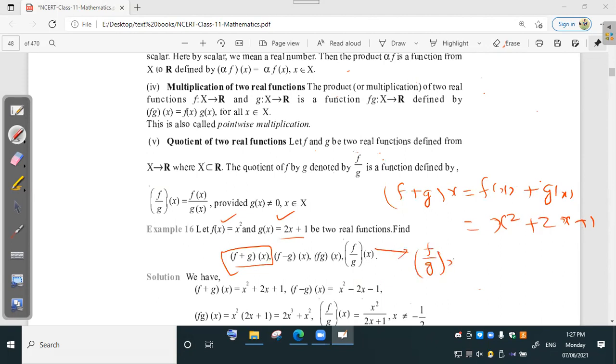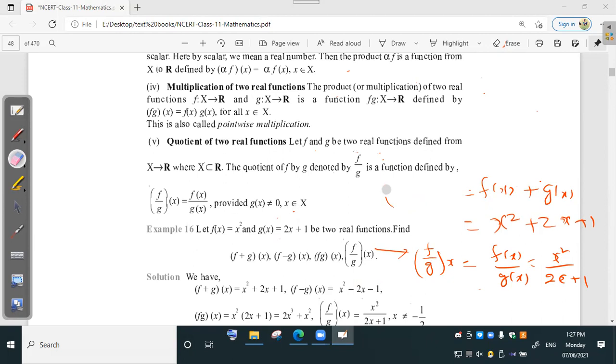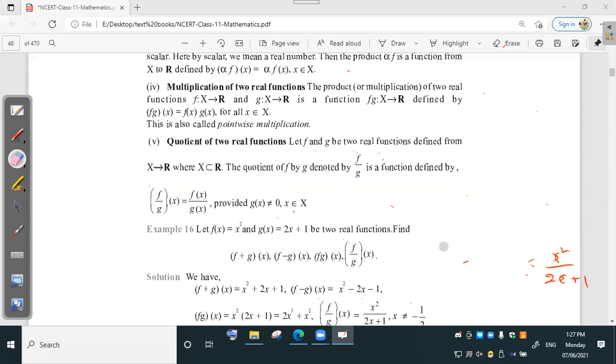f upon g can also be written as f(x) upon g(x). Just put in the values, and if it is possible to simplify, you can simplify, otherwise leave it. This is a very simple type of question where we can put in the direct values using the above properties of functions for addition, subtraction, multiplication, and division, that is, the quotient. Next, our main focus should be on finding the domain and range, because generally questions are asked on finding range and domain.